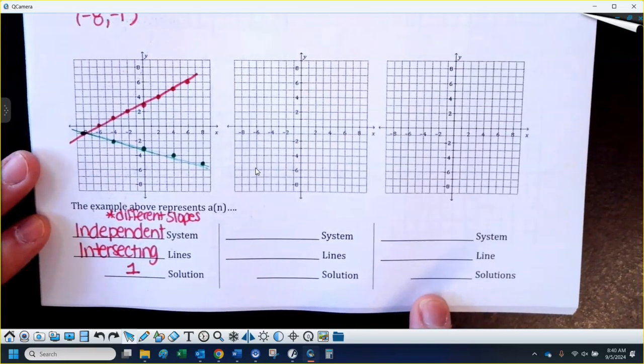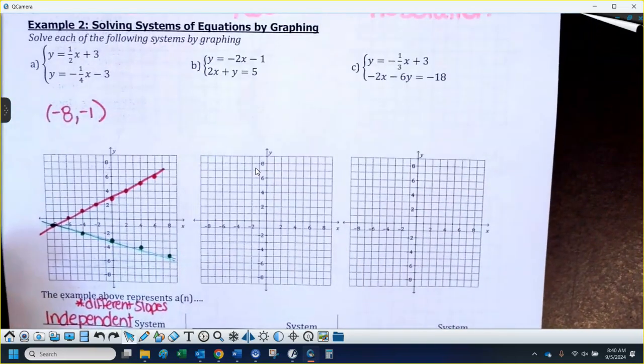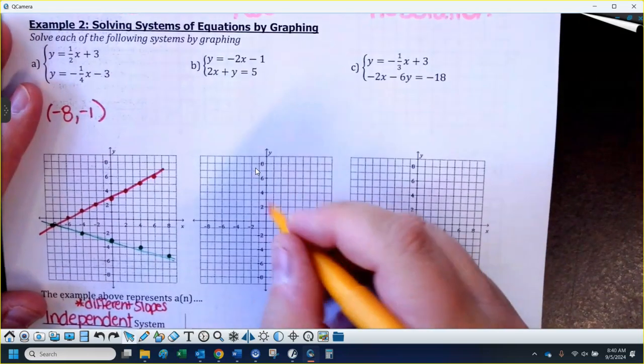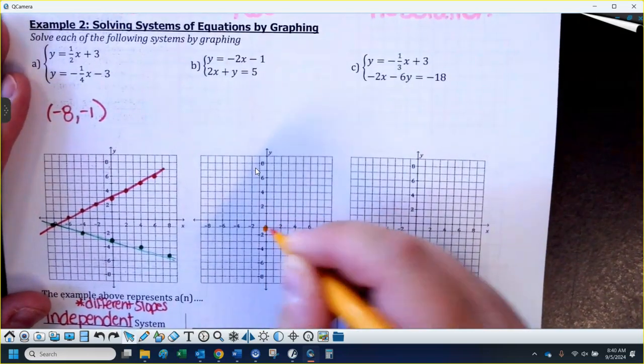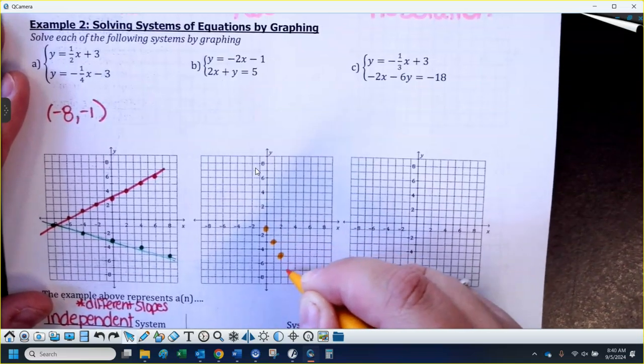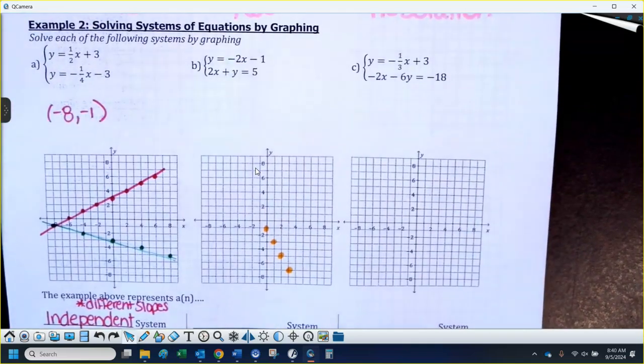Now, my system in the middle here, the first equation is nice for us because it's already in slope-intercept form. So I got y equals -2x minus 1. So I'm just going to go down to -1. And then I'm going to go down 2 over 1, down 2 over 1. Just draw a couple points.